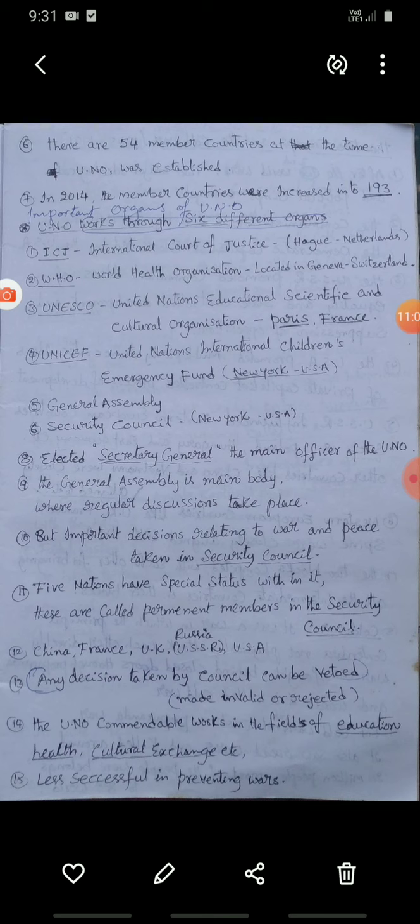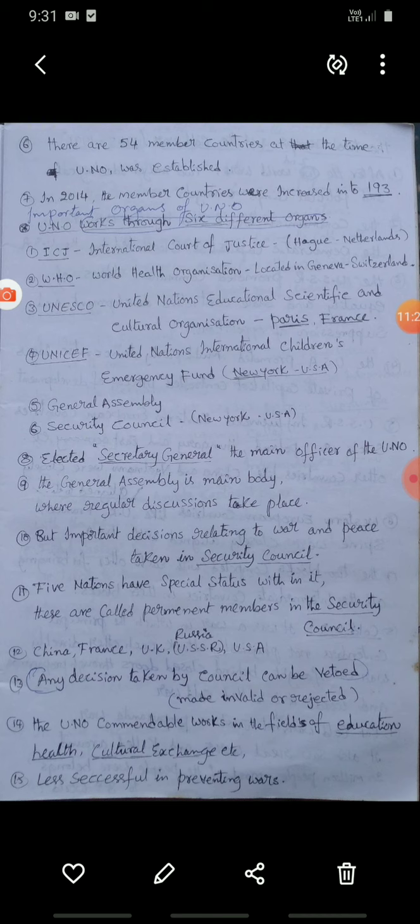The Security Council is a powerful organ in UNO. These five countries have veto powers. Any one of them can reject a proposal of the Security Council, and it will not be implemented.